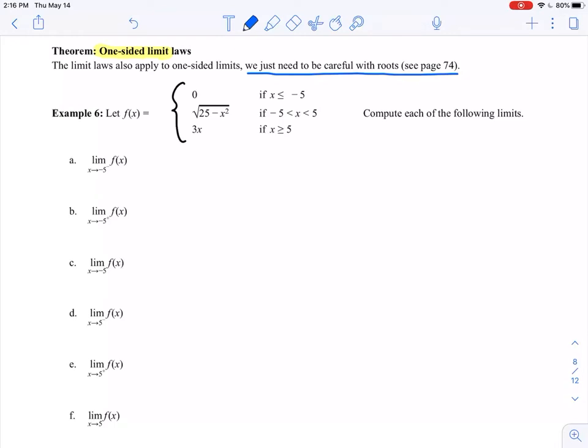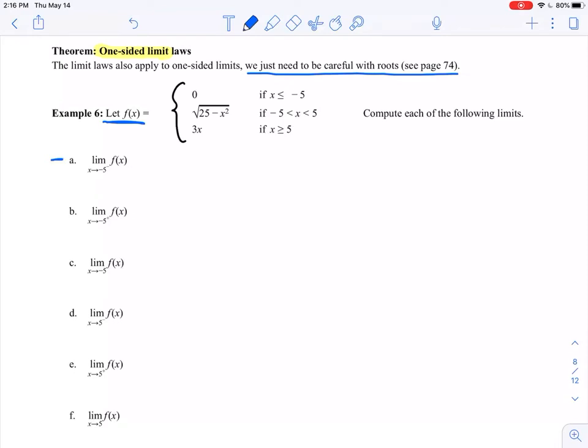So here I've got this piecewise defined function f of x, and I'm going to look at the left and right hand limits at -5 and +5, and then use those to help me determine the two-sided limit as well. So we'll start here with the limit as x approaches -5 from the left of f of x.